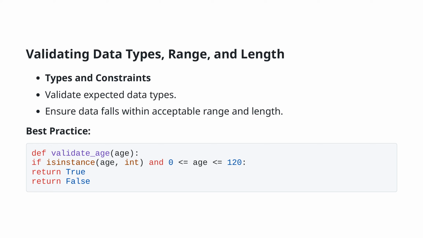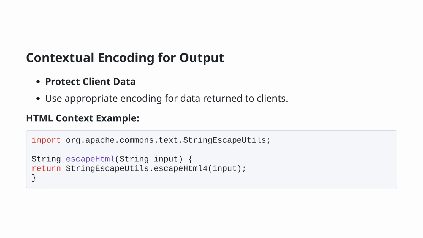In the JavaScript code snippet, the function validateAge checks if the input is an integer and falls between 0 and 120. This way, we make sure the age is within a realistic range. If both conditions are met, the function returns true. Otherwise, it returns false. By enforcing these validation rules, you help protect your application from potential errors and vulnerabilities, ensuring that the input data is not only correctly formatted, but also within expected boundaries. This forms a solid foundation for securing your application's data. When dealing with output in your applications, protecting client data through contextual encoding is critical.